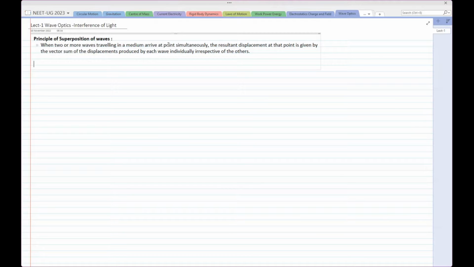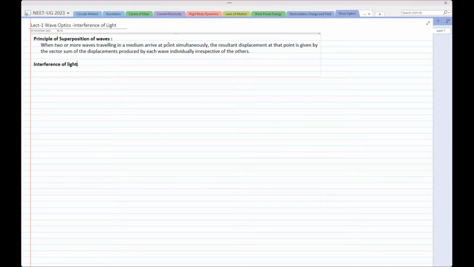We have used this principle of superposition for waves already, as well as the principle of superposition of forces in electrostatics and gravitation. So this thing is very common, and we know that. Okay, then we'll try to define what is interference. Interference of light, of course.